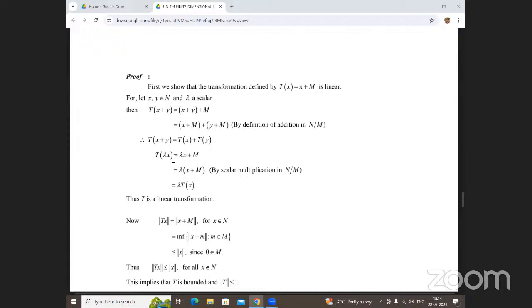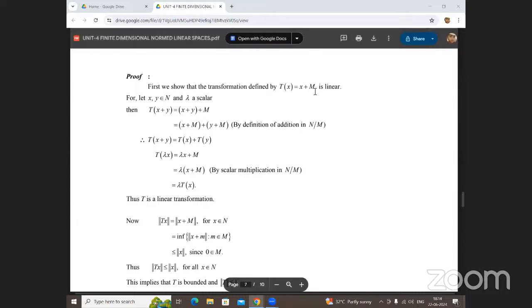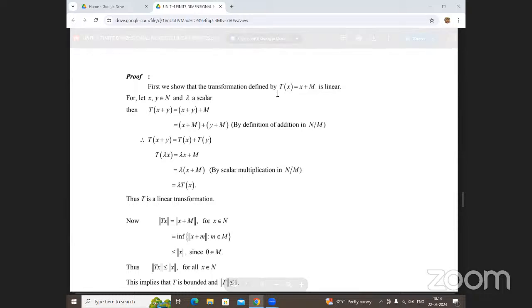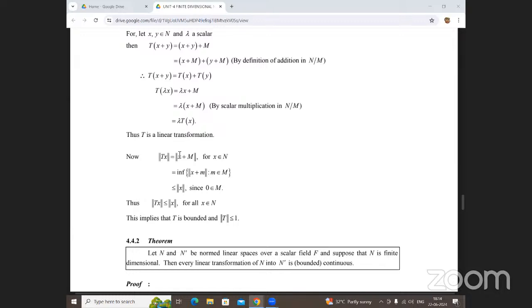The second condition is under scalar multiplication. T of lambda x, replacing x by lambda x plus M, where lambda is any scalar. So that is lambda times x plus M, which by the definition is lambda T of x. When these two conditions are verified, that is called a linear transformation. Now norm of Tx equals, a very simple proof, students.